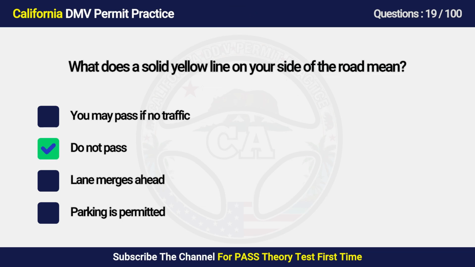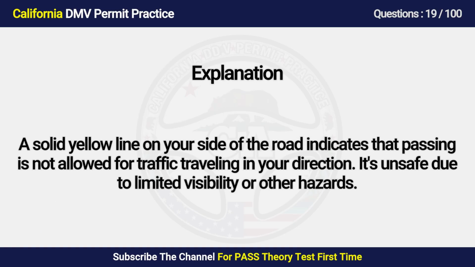Answer is B. Do not pass. A solid yellow line on your side of the road indicates that passing is not allowed for traffic traveling in your direction. It's unsafe due to limited visibility or other hazards.